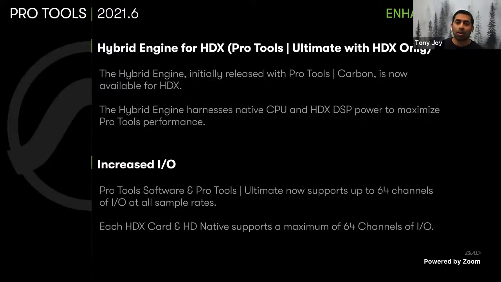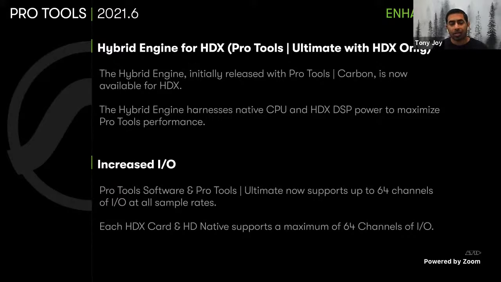And this is huge, right? So if you're used to working with a classic HDX workflow, as we call it now, you had a limited number of voices, and you had to add many more cards to get more and more voices depending on your session size. Now, starting with 21.6, hybrid engine for HDX allows you to harness both the CPU power and the DSP power to make the most out of both your extremely powerful computer and the DSP chips that are on board the HDX card.